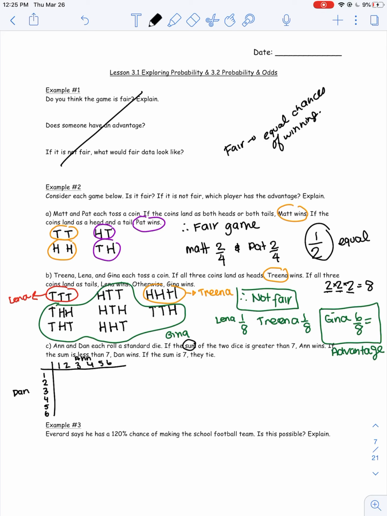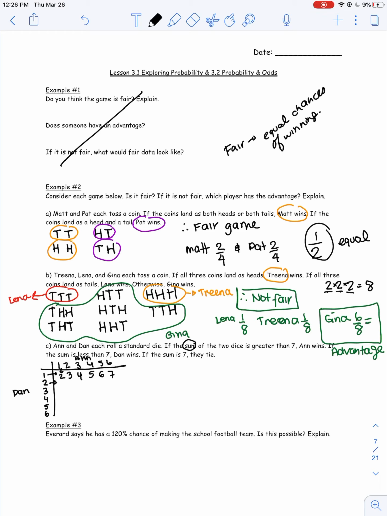Now, because they're saying the word sum, we have to add up each set of numbers to figure out what the sum is. So, for example, 1 plus 1 adds up to 2. 1 plus 2 adds up to 3. 1 because of the row and 3 because of the column adds up to 4. 1 plus 4 adds up to 5, 1 plus 5 adds up to 6, and 1 plus 6 adds up to 7.